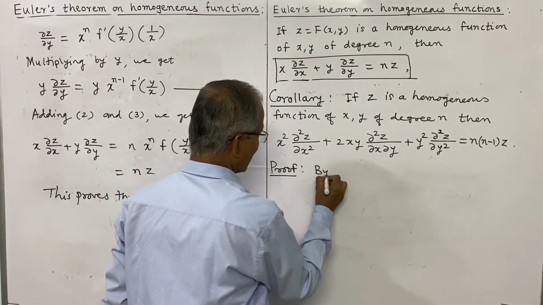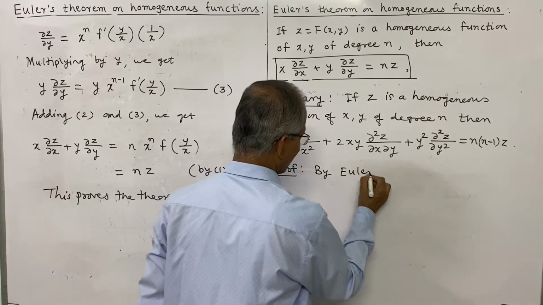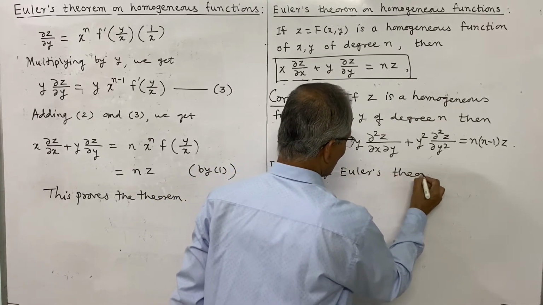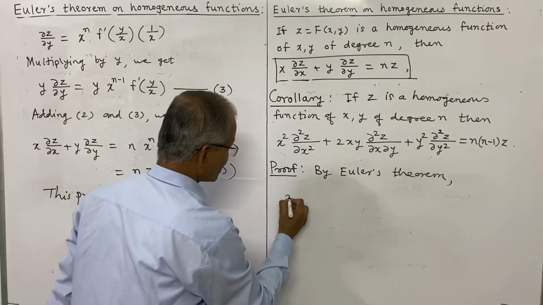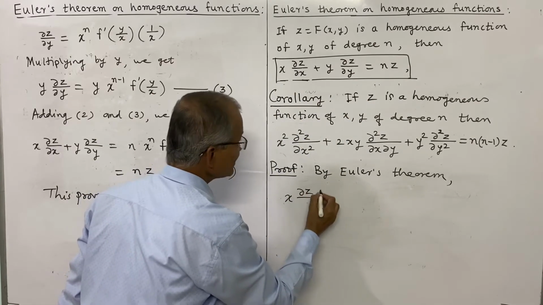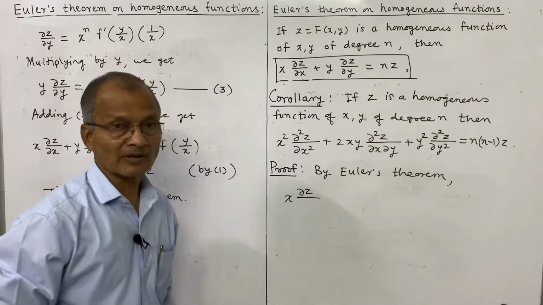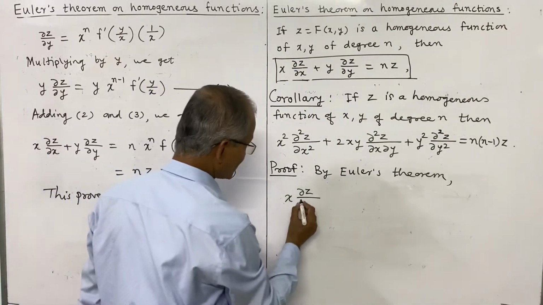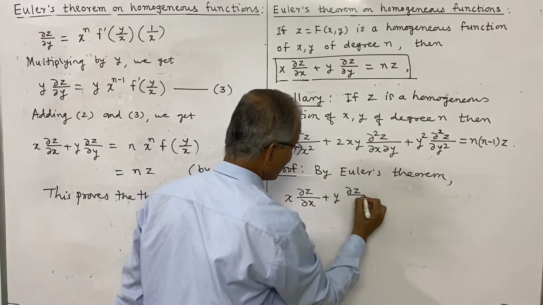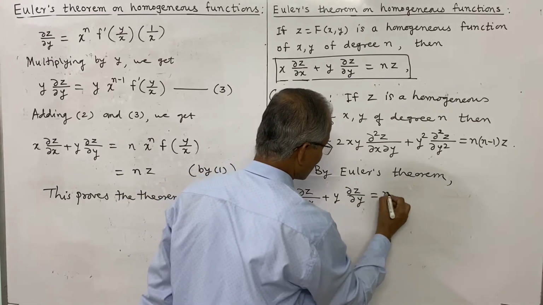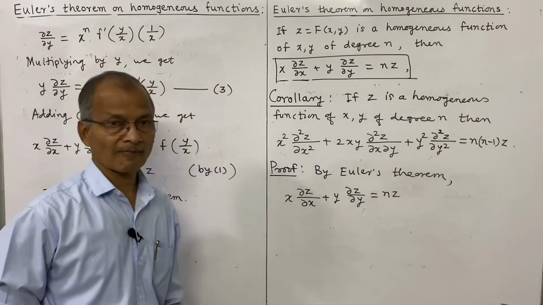by Euler's theorem. We write the theorem the same, because z is a homogeneous function. So the theorem follows: x ∂z/∂x plus y ∂z/∂y is equal to nz. This is the Euler theorem.